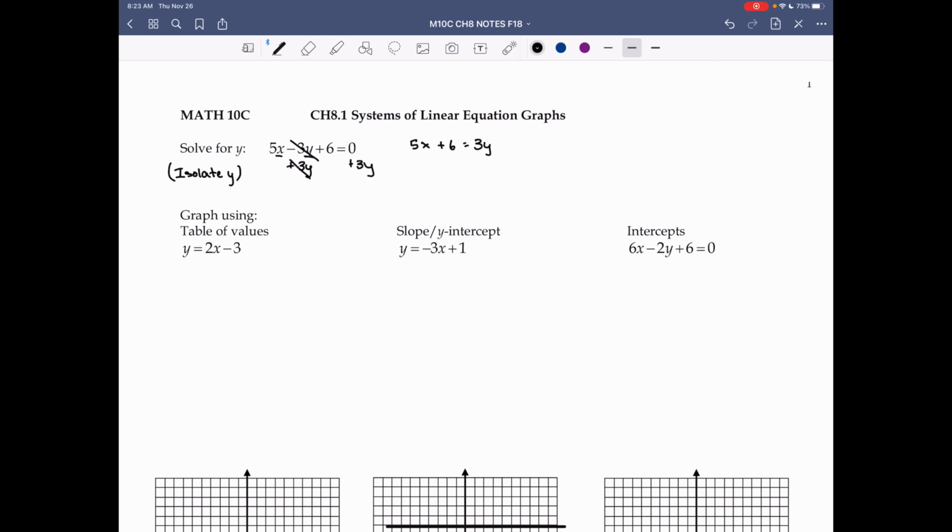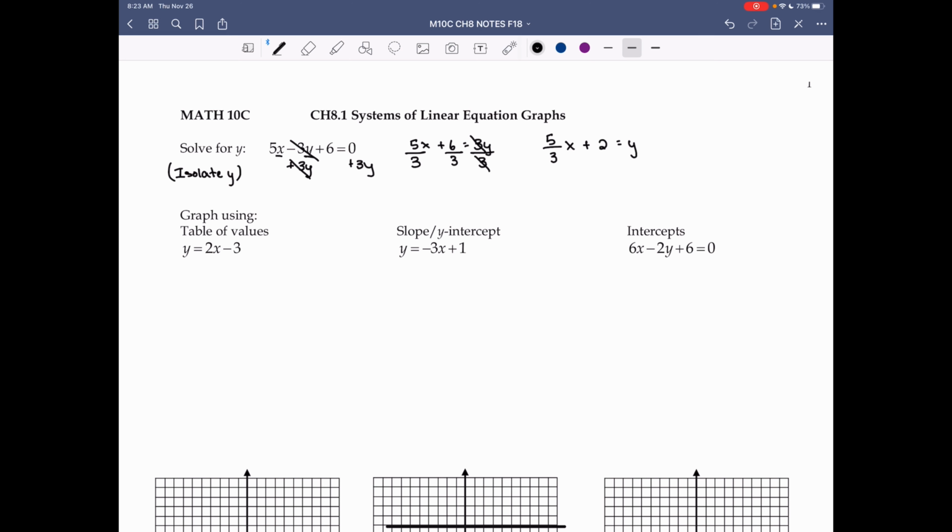So the term that has y is now by itself, but we need it to say 1y, not 3y. 3y means 3 times y. The opposite of multiplying is dividing. So we need to divide all of the terms by 3. Then we get 5 over 3x plus 6 divided by 3 is 2 equals 3 divided by 3 is 1. So I'm left with 1y, or just y.